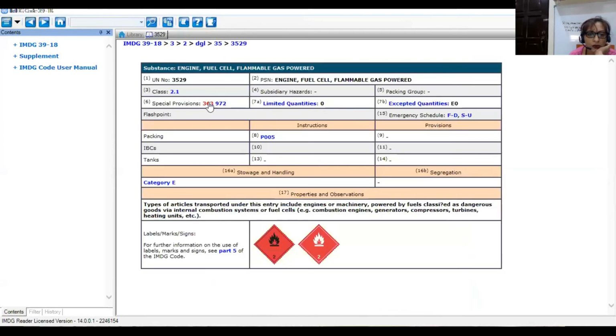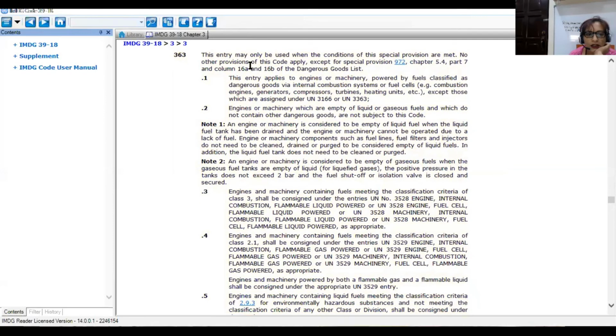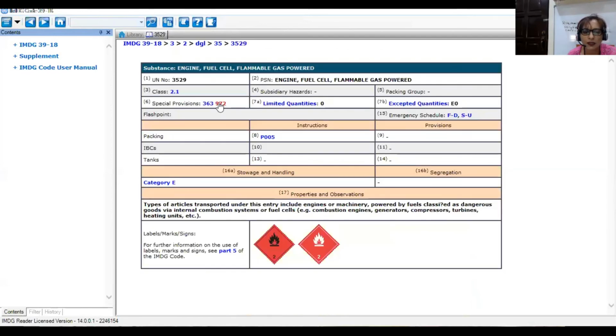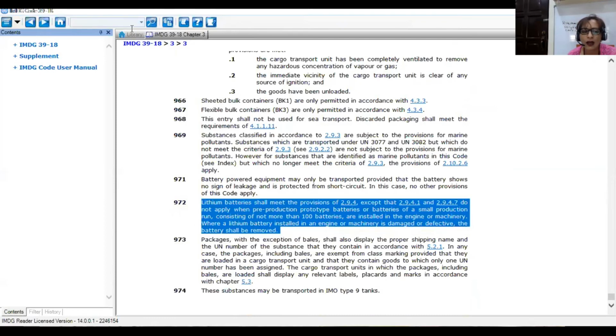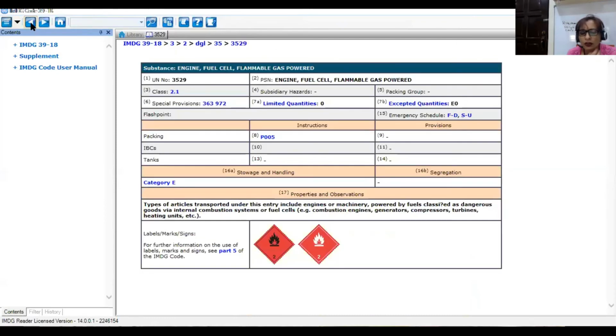We should both read it. Okay, this entry may only be used when the conditions of these special provisions are met, no other provisions of the code except 972. So 972 also happens to be one of the SPs here. Okay, and 972 is talking about lithium batteries. So can I assume your engine also has lithium batteries, lithium cells?